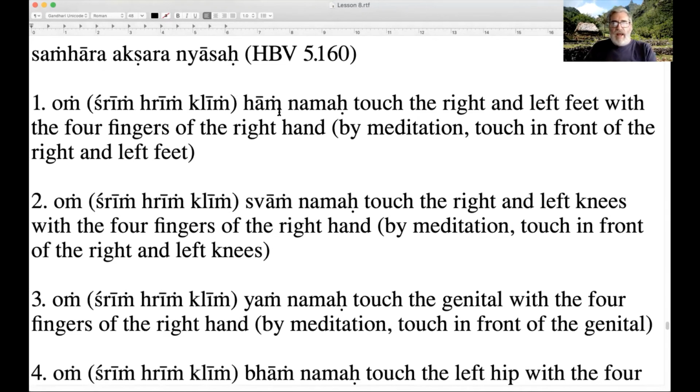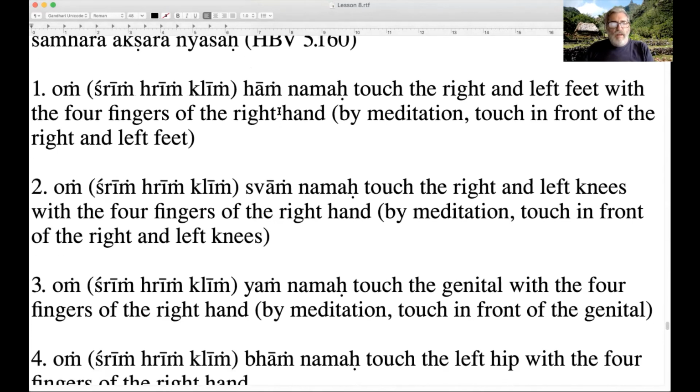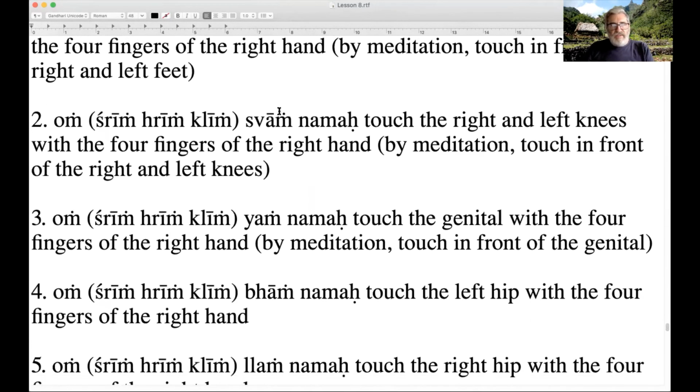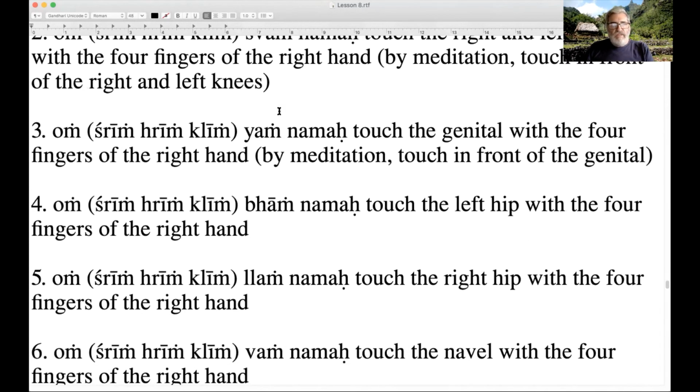So Om Ham Namaha, touch the right and left feet, right, or by meditation. Om Swam Namaha, touch the right and left knees with the 4 fingers of the right hand, or by meditation. Om Yam Namaha, touch the genital with the 4 fingers of the right hand, or by meditation.